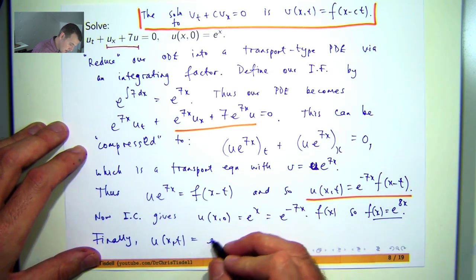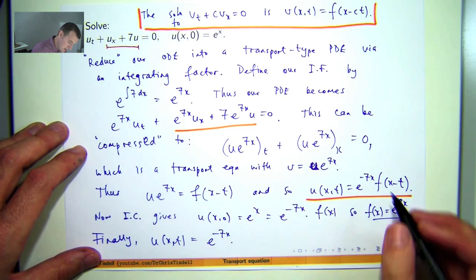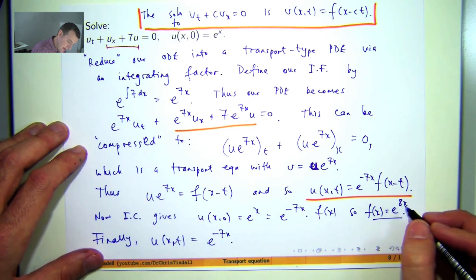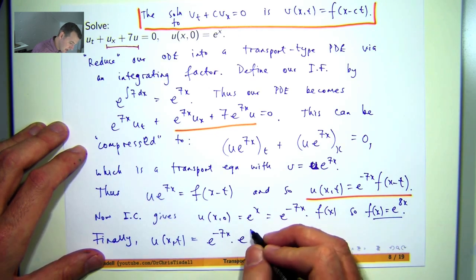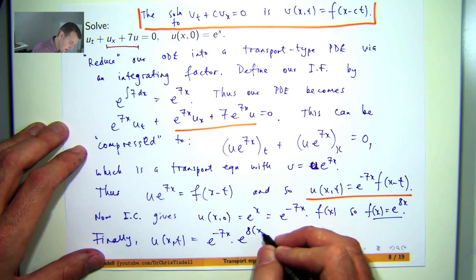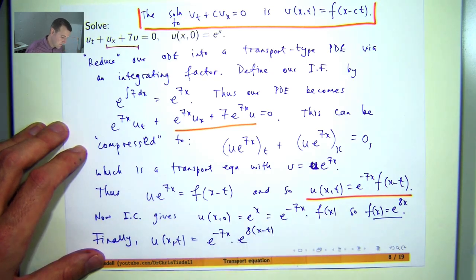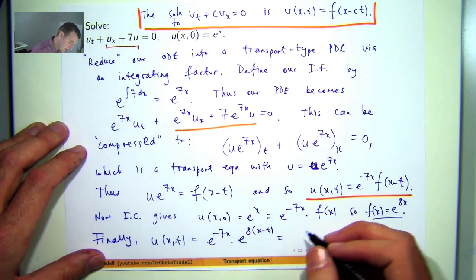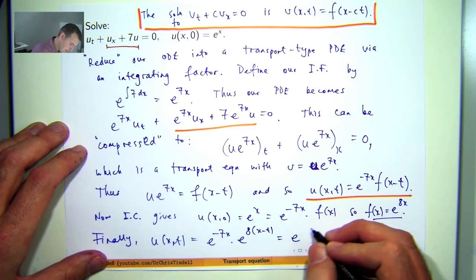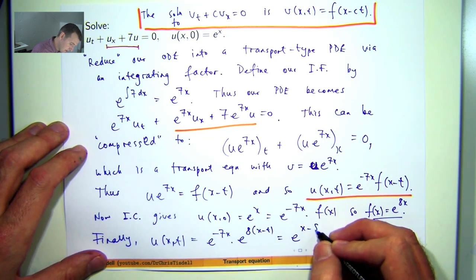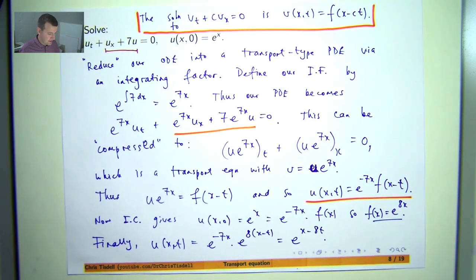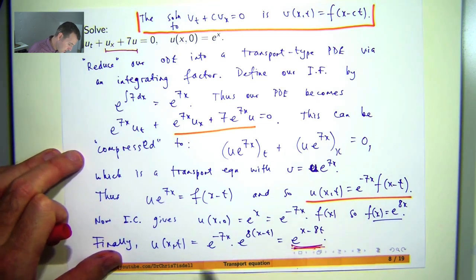So it's e to the negative 7x times e to the 8 times x minus t. I can clean that up a little bit, and I'll get e to the x minus 8t. So this then is our final answer.